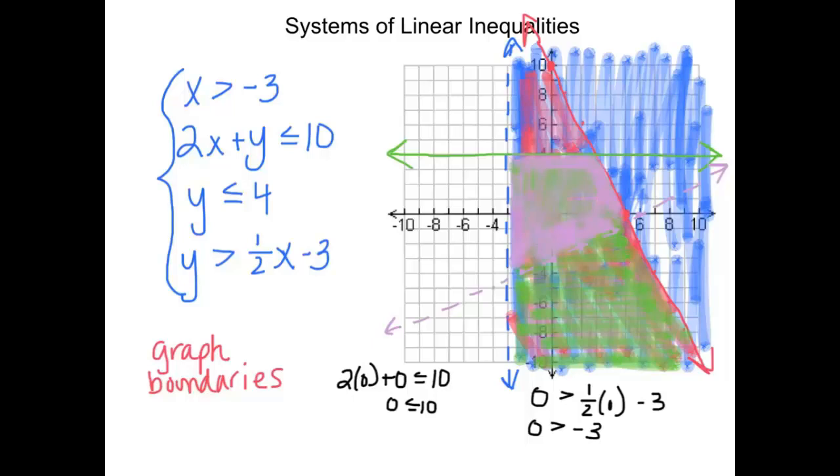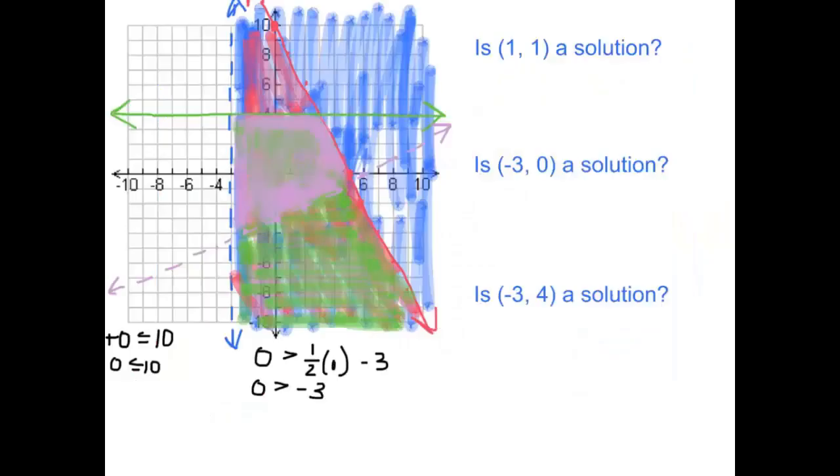So this picture really represents the solution. You might hear this region be called the feasible region. Feasible meaning it's the region that works. It's the region where all your solutions lie. Now let's see if we can figure out exactly what points are really in this feasible region.